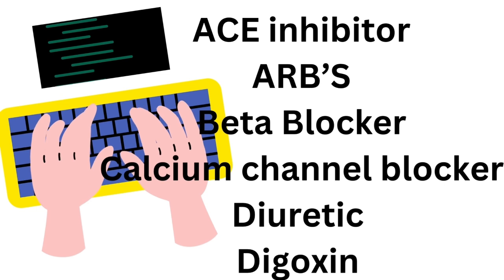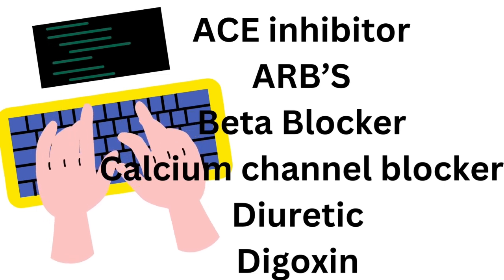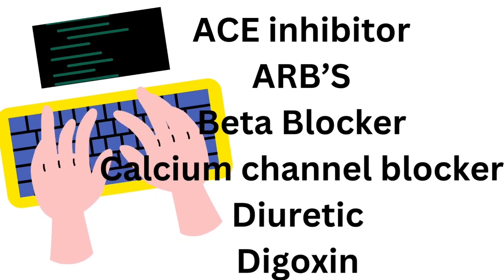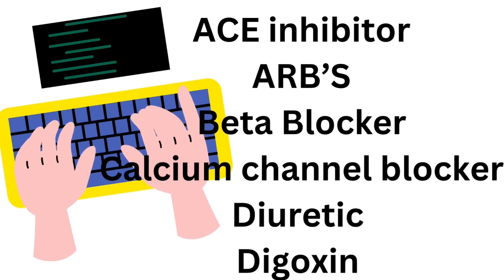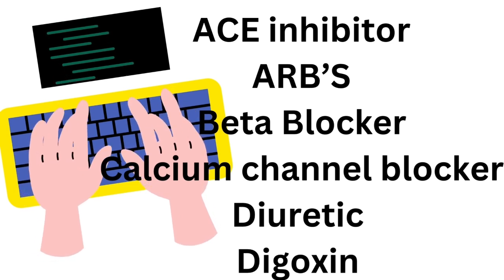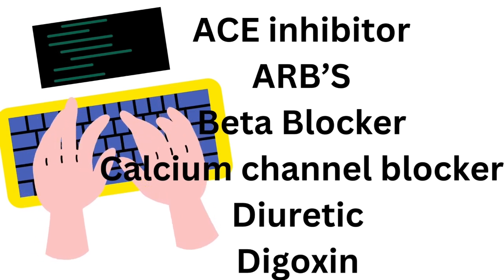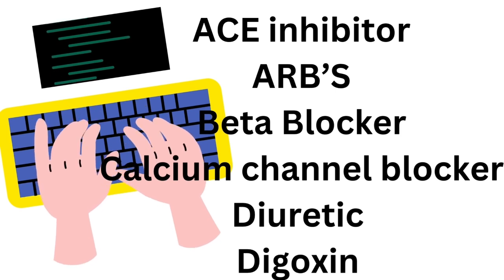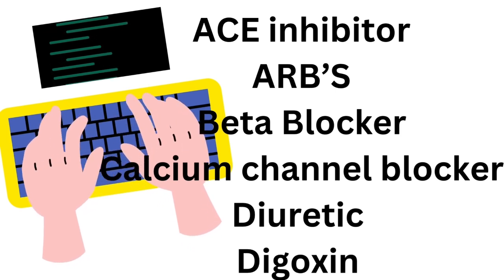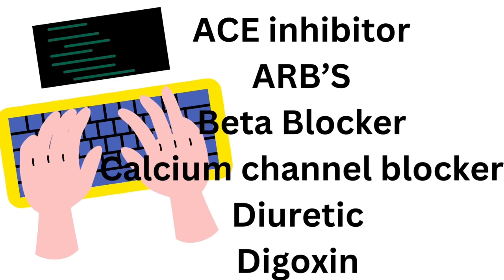We have various varieties of antihypertensive agents. The 6 classifications of them are ACE inhibitors, ARBs, beta blockers, calcium channel blockers, diuretics, and digoxin. Sometimes it is very difficult to remember those, but I have a very simple formula to memorize this. Just remember A, B, C, D. This is a very simple formula to remember all the antihypertensive agents.